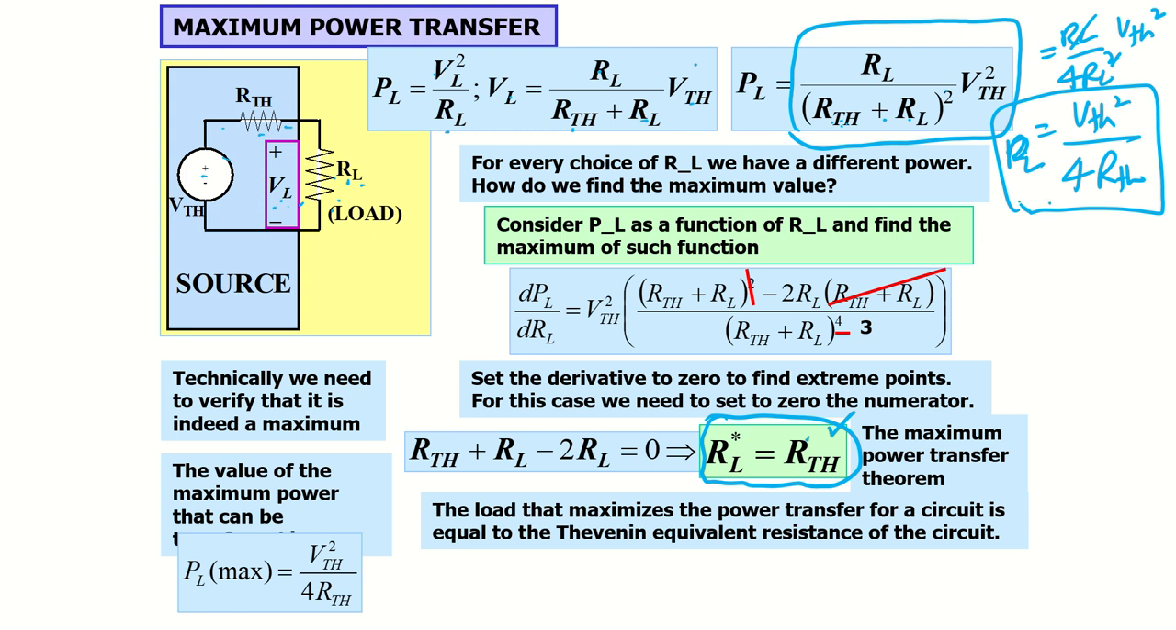So maximum power will be transferred if they are complex conjugates. And if you want to calculate the maximum power, just take the Thevenin voltage squared divided by 4 times the R Thevenin. In other words, as a shortcut, if you want to compute the maximum power transfer, calculate the R Thevenin, calculate the V Thevenin, plug into this formula and you have your maximum power transfer.